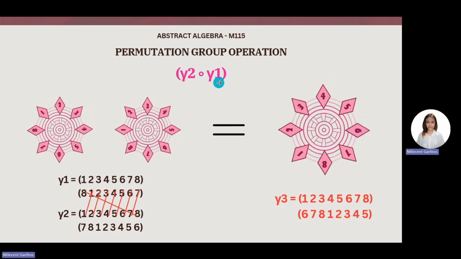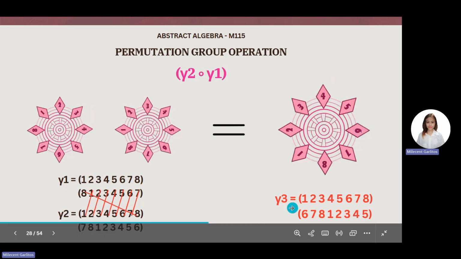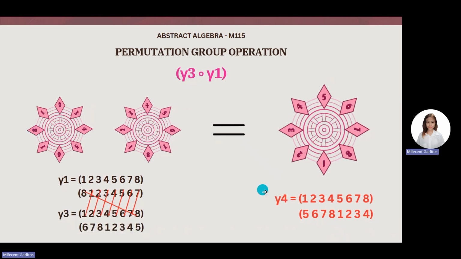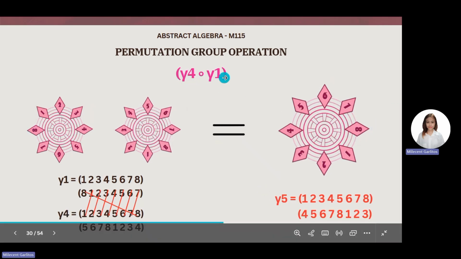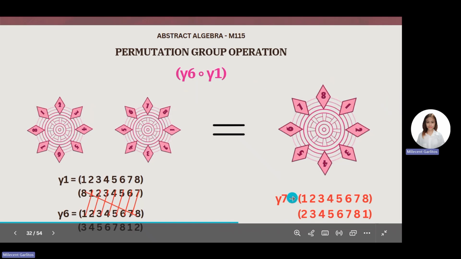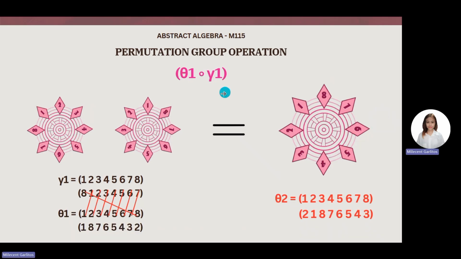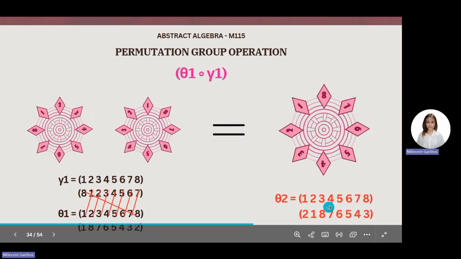So gamma sub 1 to gamma sub 2 would be gamma sub 3. Gamma sub 1 to gamma sub 3 would be gamma sub 4. Gamma sub 1 to gamma sub 4 would be gamma sub 5. Gamma sub 1 to gamma sub 5 is gamma sub 6. Gamma sub 1 to gamma sub 6 is gamma sub 7. Now, gamma sub 1 to gamma sub 7 would be gamma sub 0 or the identity element. Now, gamma sub 1 to theta sub 1 would be theta sub 2.